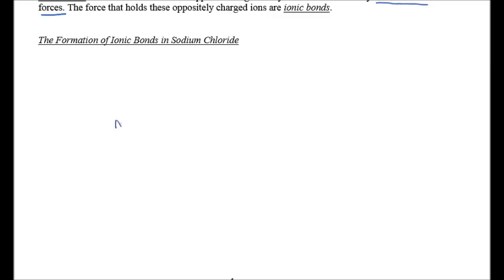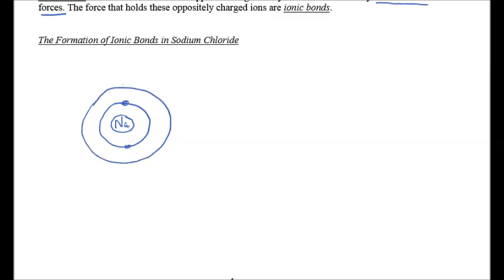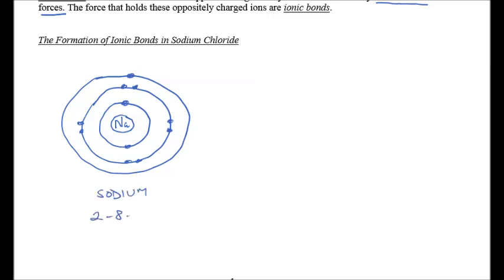I'm going to use just the symbol of Na for the nucleus. Sodium is atomic number 11, so we have 2 electrons in the first shell, 8 electrons in the second shell, and 1 electron in the third shell. So sodium, 2,8,1. Since it has 1 valence electron, we give it 1 dot.